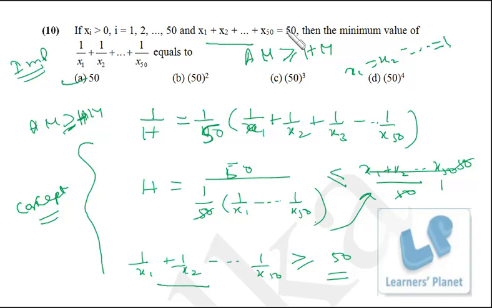Okay, so I'll be getting the sum as 50. If I put x1, x2, x3 as 1 over here, I'll be getting 1 upon 1, 1 upon 1, 1 upon 1 till 50. So I'll be getting 50. So that is the shortcut technique.